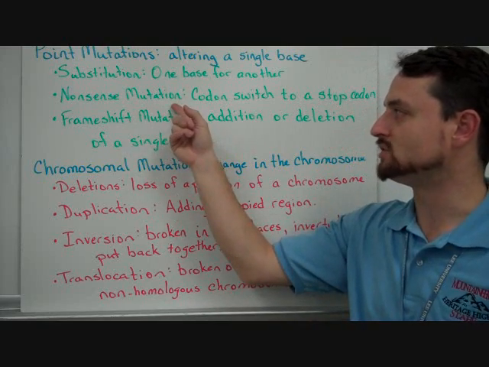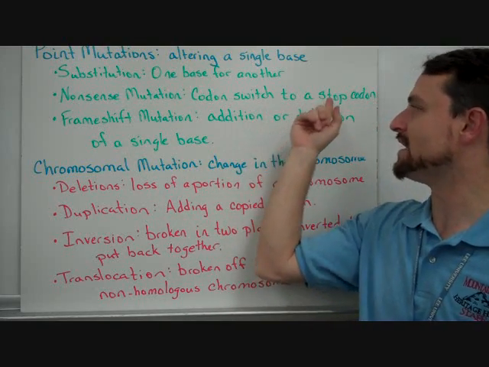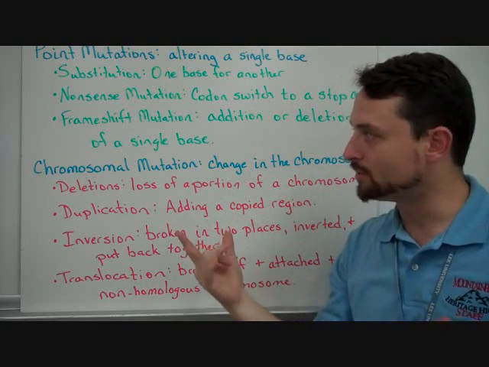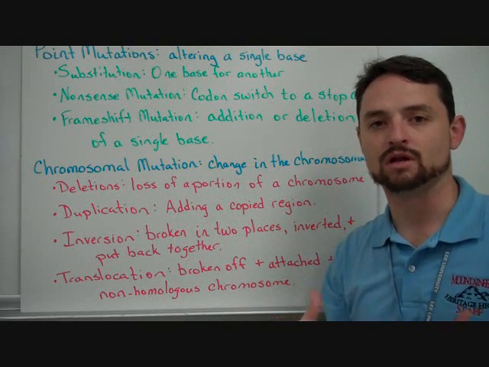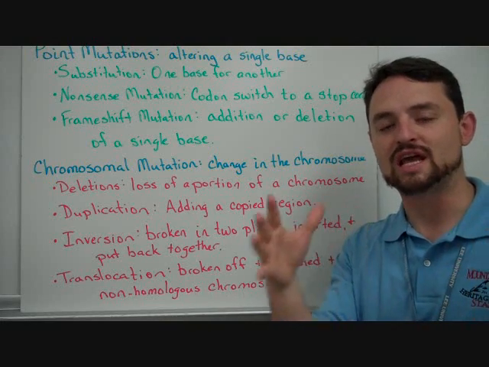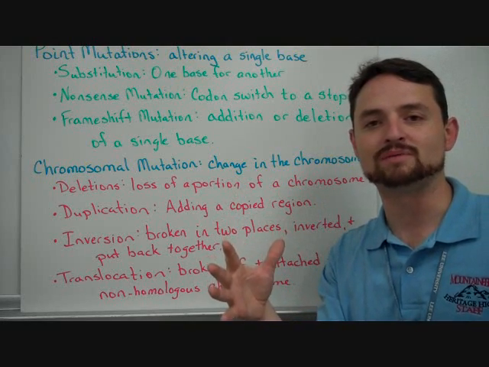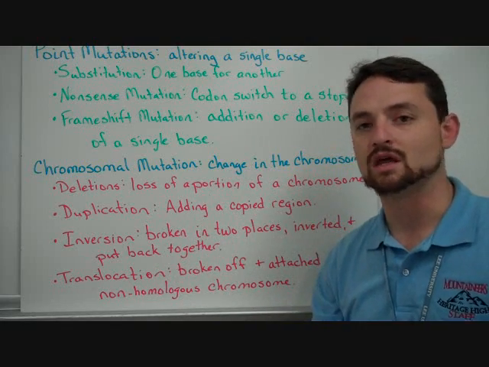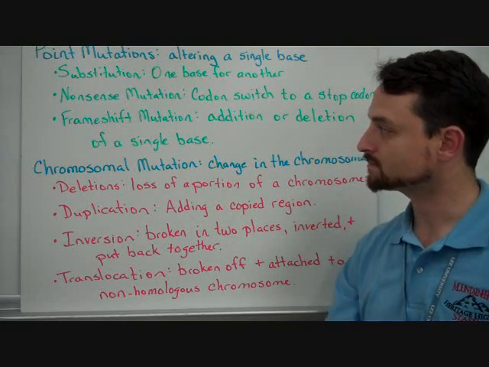A nonsense mutation is where a codon that coded for an amino acid, because of a point mutation, is now a stop codon. So now that amino acid chain that you should be building, that polypeptide, gets stopped short, and then you obviously get no protein that gets made.